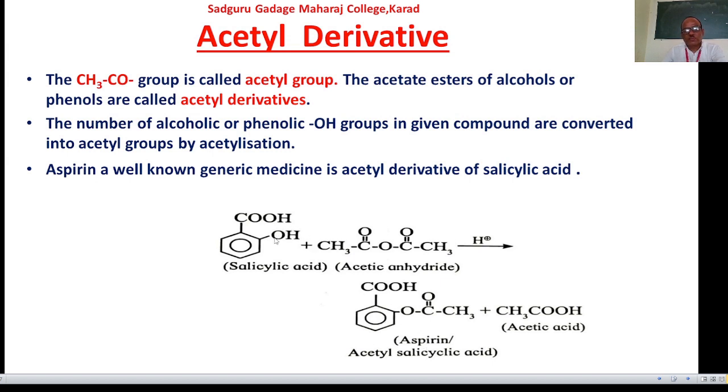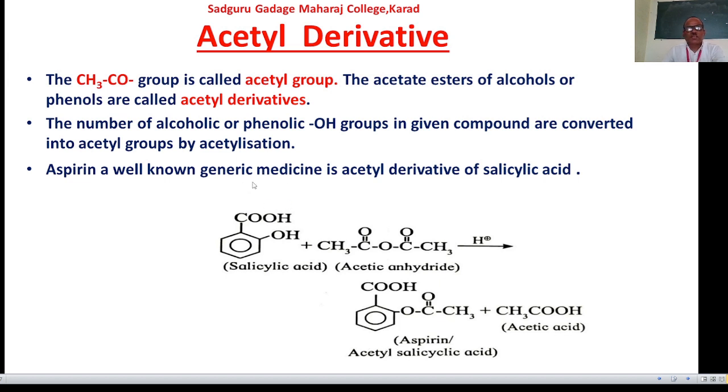So here, in salicylic acid, the hydrogen atom of the OH group is replaced by the COCH3 group. The COCH3 group is an acetyl group, and this reaction is called acetylation. The second product formed is acetic acid. This compound is called aspirin, or another name, acetyl salicylic acid. This group is an acetyl group, and the COOH group is present, therefore it is acetyl salicylic acid.